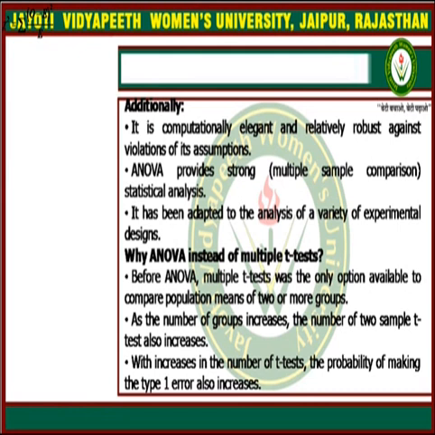And why should we use ANOVA instead of multiple t-tests? Before ANOVA, multiple t-tests were the only option available to compare population means of two or more groups. But as we have already explained, when the number of groups increases, the number of two-sample t-tests also increases, and it will cause type 1 error, which is not good, because if error is generated, then the results obtained will not be better.